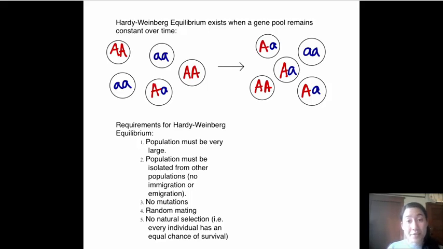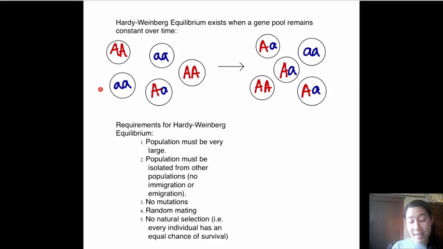So, in general, Hardy-Weinberg Equilibrium is the term that biologists use to describe when a gene pool remains constant over time. What's a gene pool, you ask? Well, a gene pool is all of the alleles or versions of a particular gene in a population.